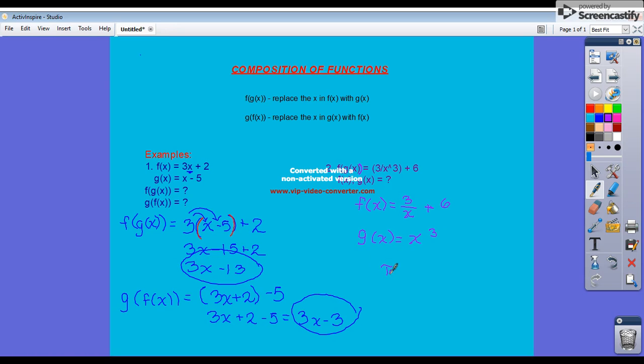So if I wanted to check it, we're going to do exactly what we did in the first problem. So I will write f of x, 3 over x plus 6, but I'm going to replace the x with the g function, which is x to the third. Drop down the plus 6. So it gives me the same function as the one given. I hope this helps.